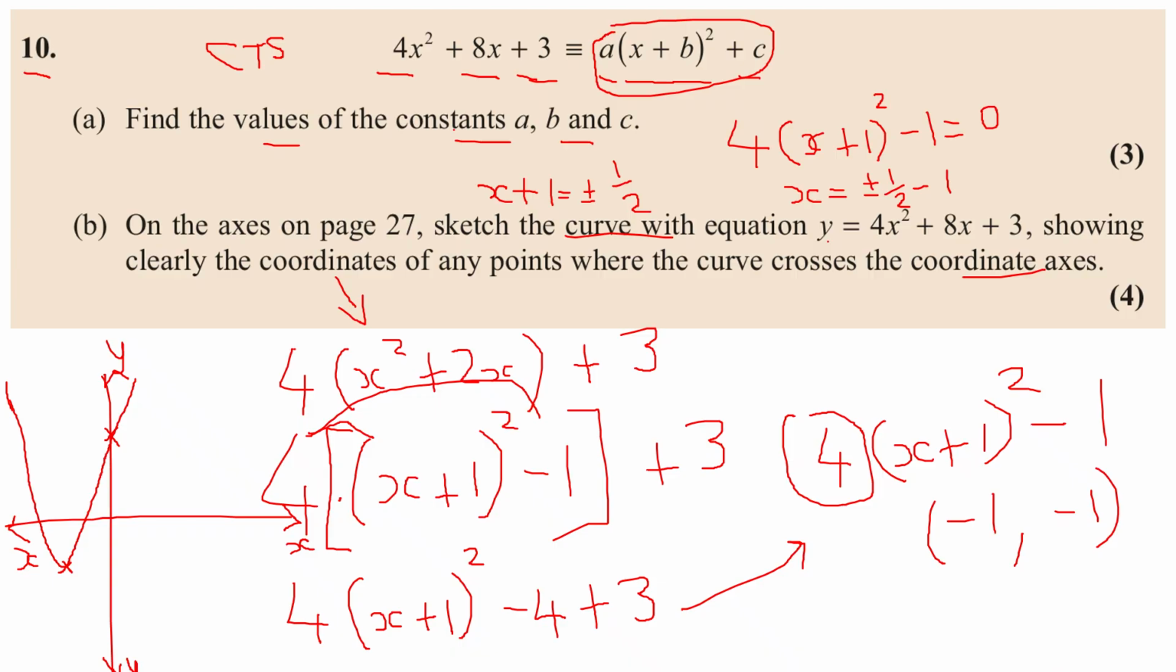You've got plus a half minus 1 makes minus a half, and then minus a half minus 1 makes minus 3 halves. So this would be minus a half here, and minus 3 halves here. Obviously plus 3 there. The minimum point would be minus 1, minus 1, from completing the square. And that, guys, is how we would sketch the curve of this quadratic expression, 4x squared plus 8x plus 3. And in total, guys, that was worth 7 marks from an edexcel AS Pure Maths past paper.